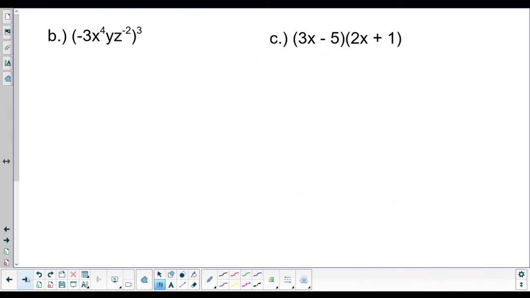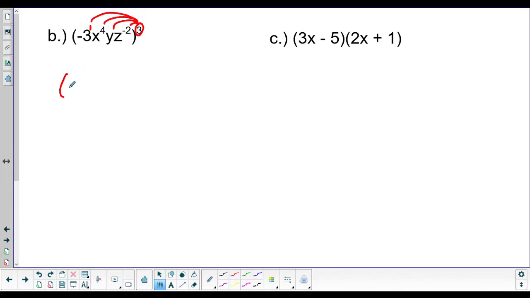All right, let's look at some big kid problems. So here we have a 3 outside the parentheses. That tells us we're going to distribute the 3 onto all the exponents, including the 1 on the -3 and the 1 on the y. So we're going to distribute.